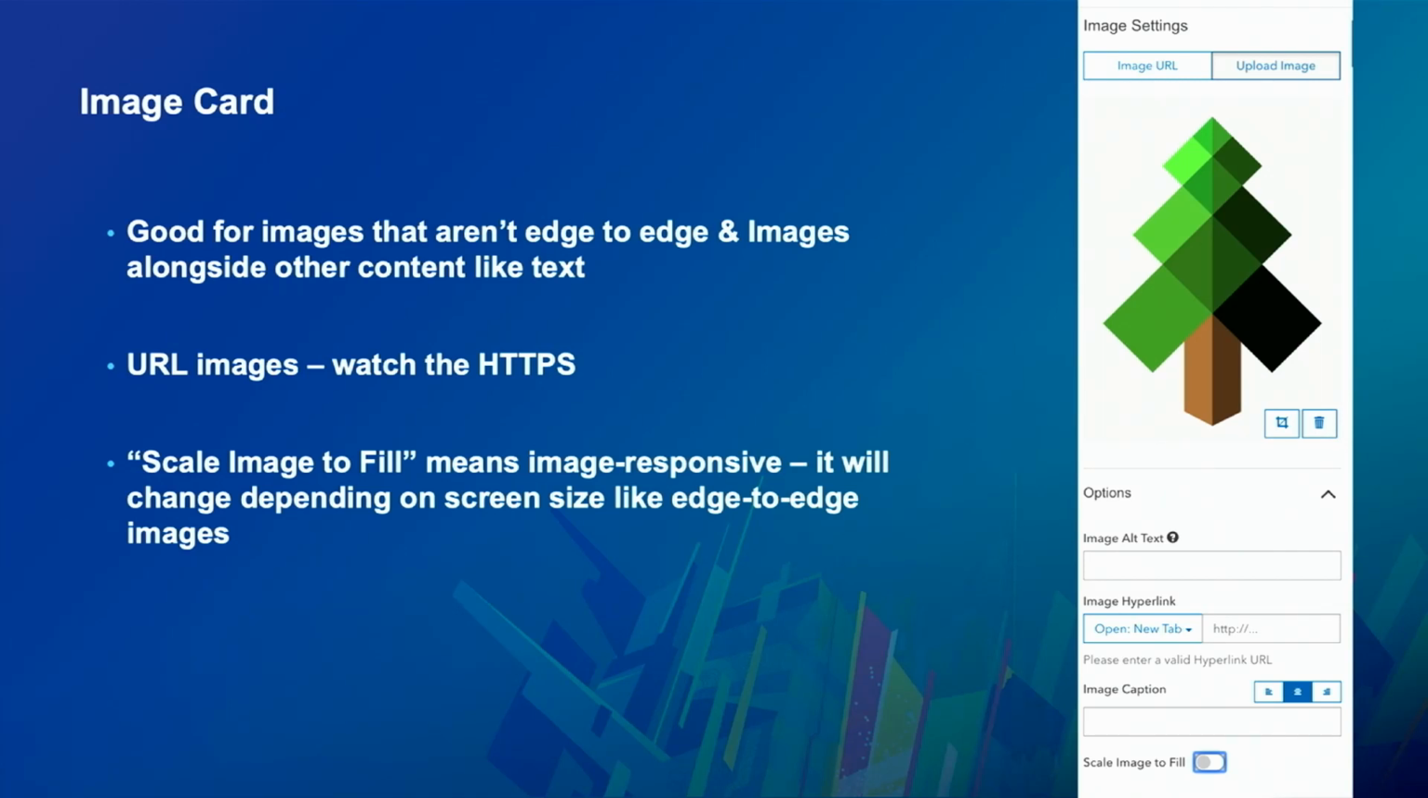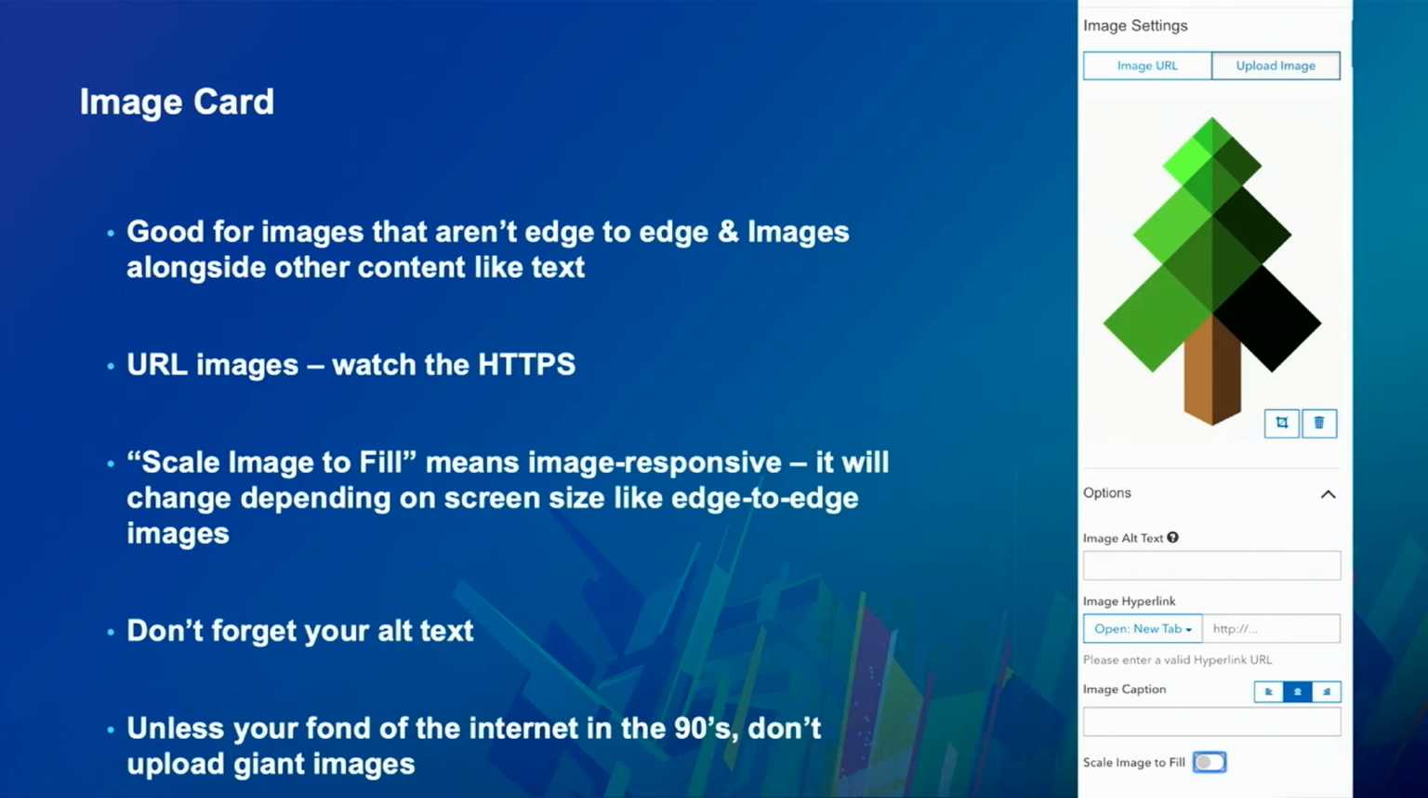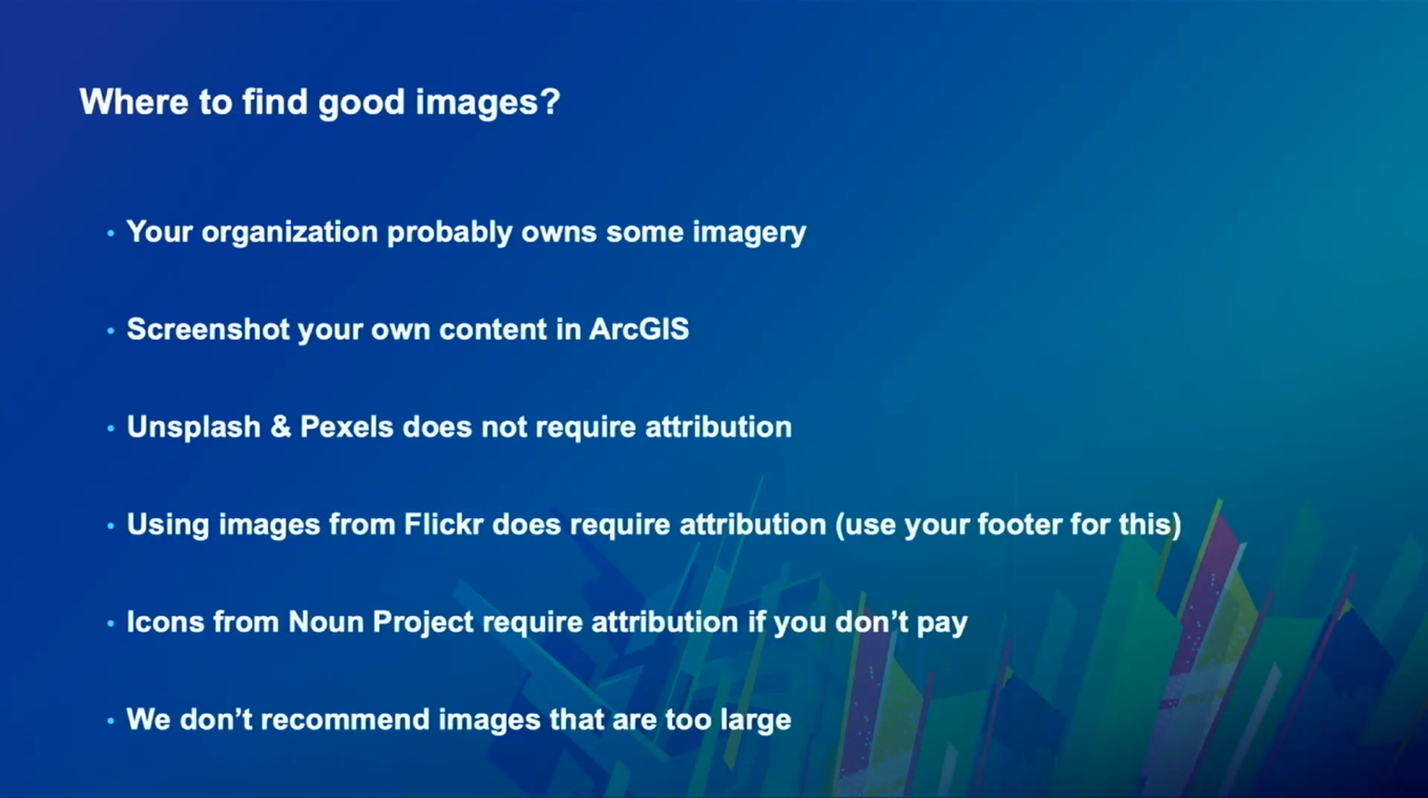So it'll change like an edge-to-edge image, and as soon as you turn that on, you get the focal point control. And please don't forget your alt text. That's what a screen reader needs to read that image. So explain what the image is. Don't just say image. And unless you're fond of internet in the 90s, don't upload giant images. Where can you find good images? Your organization probably owns some. So start there. Esri's got a whole thing of it.